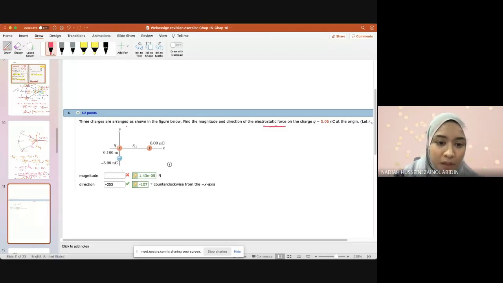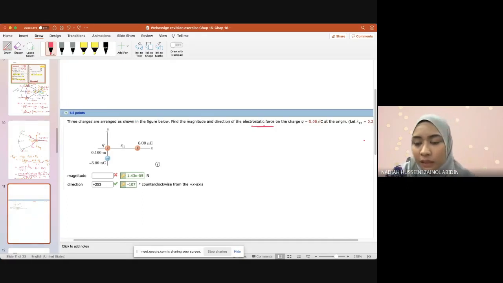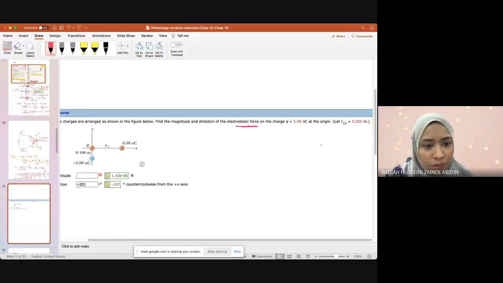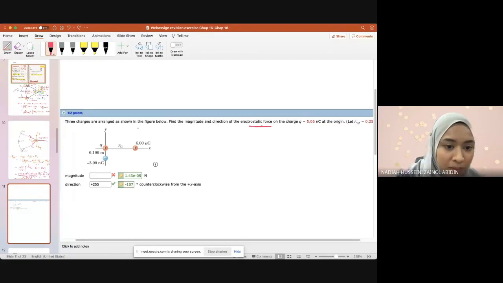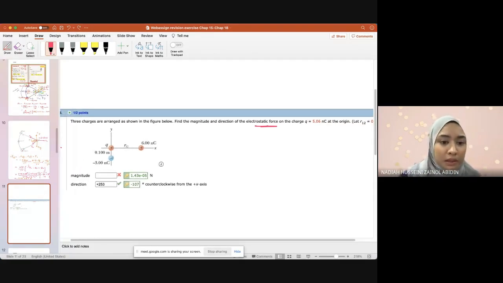So here we have a graph. Origin selalunya dekat tempat yang kosong lah. Origin memang start dari kosong. So this is the charge that they are talking about, the positive charge at the center over here. So it's a positive. Let R12, the radius, the distance from charge 1 to charge number 2 be 0.255. Okay, so the values don't really matter here. What I want to talk about is the direction.